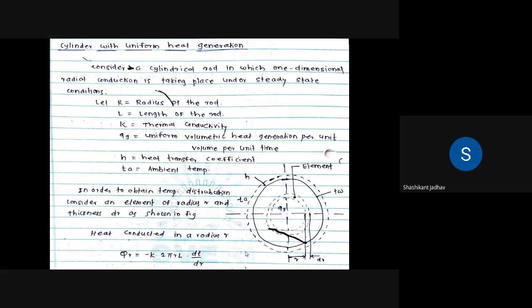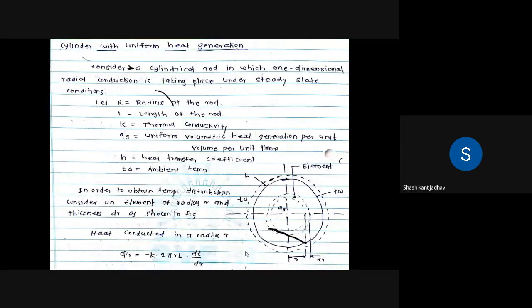Then write on next: heat generated in the element. We have considered a small element, and for distance r we have written how much heat is conducted. Now we have to write down how much heat is generated in that element. Small qg is the heat generation per unit volume, so we have to multiply by volume to get the heat generated. Write down: heat generated in the element, capital Qg, is equal to small qg into volume.